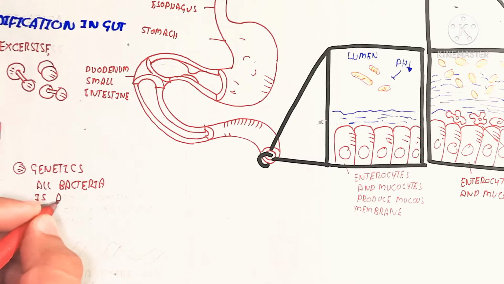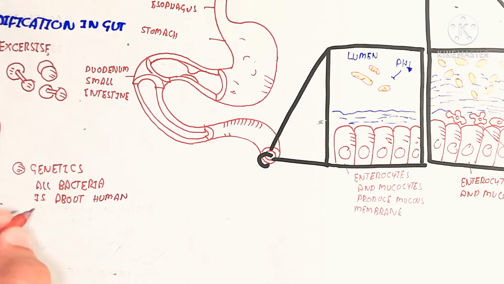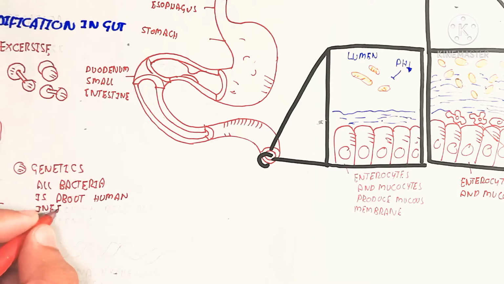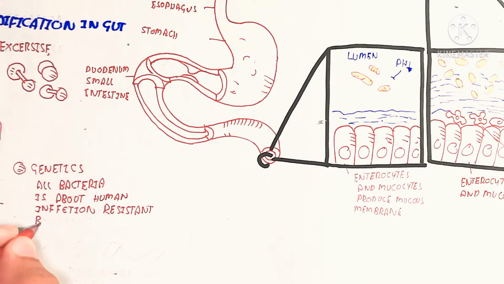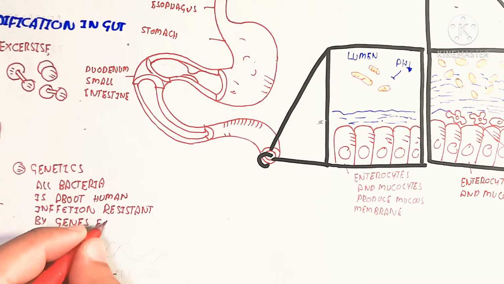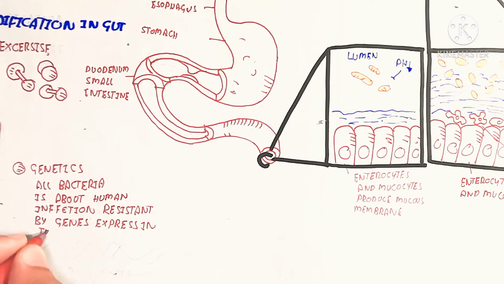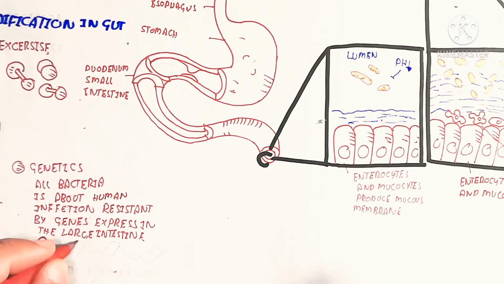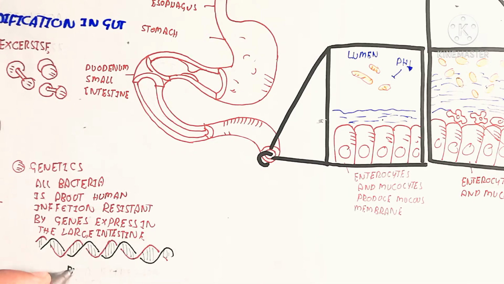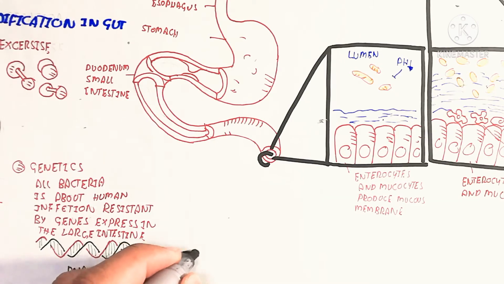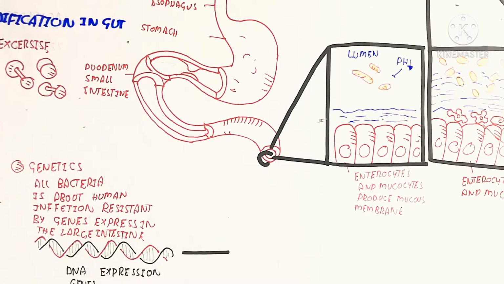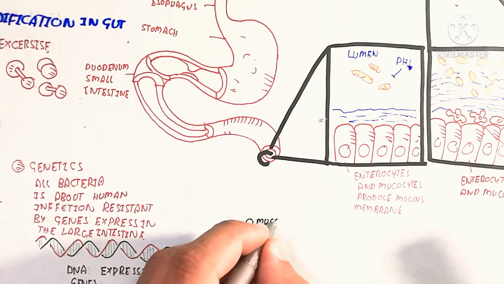On the other hand, genetics also matters. For example, the bacteria and human infection resistance are influenced by gene expression in the large intestine. The large intestine contains DNA in the nucleus, which is expressed to produce mucopolysaccharide as well as the mucous membrane, which is a barrier immunity for prevention. It does not allow bacteria to move or invade inside the enterocyte.